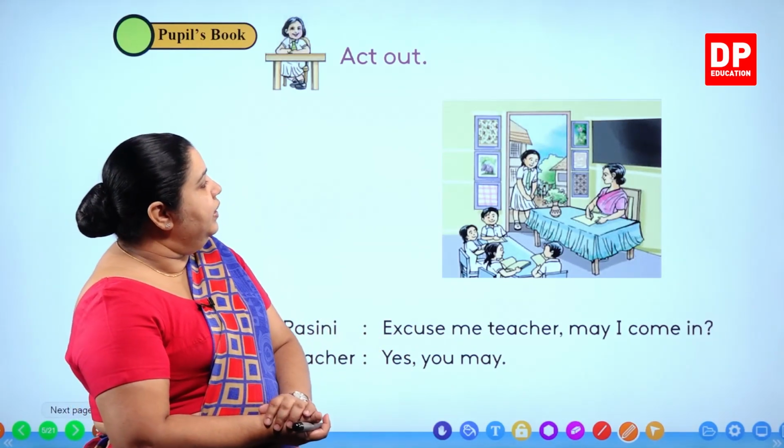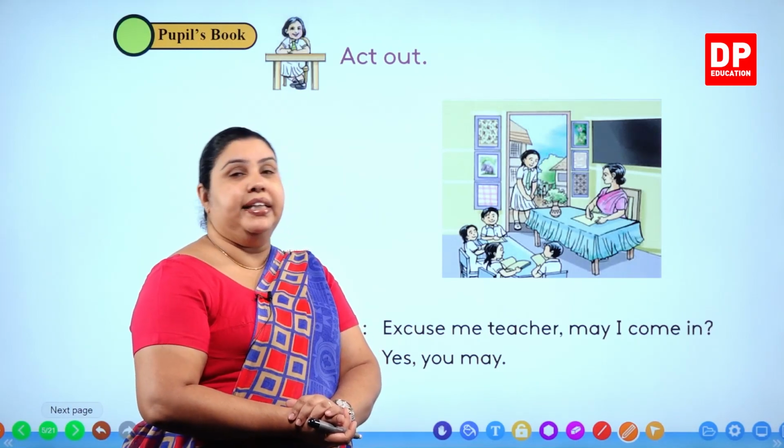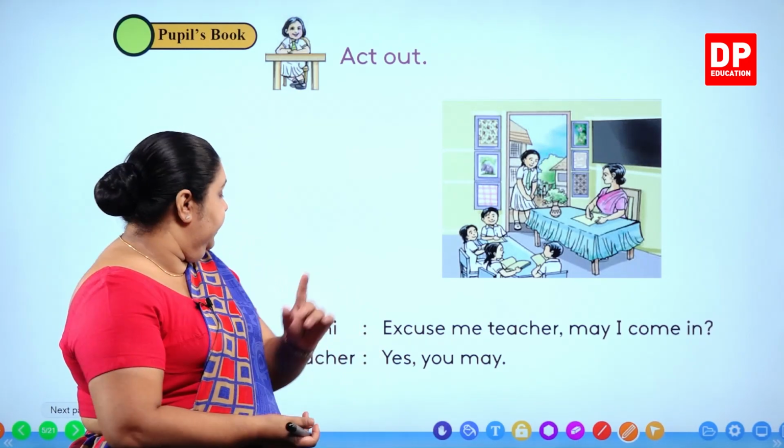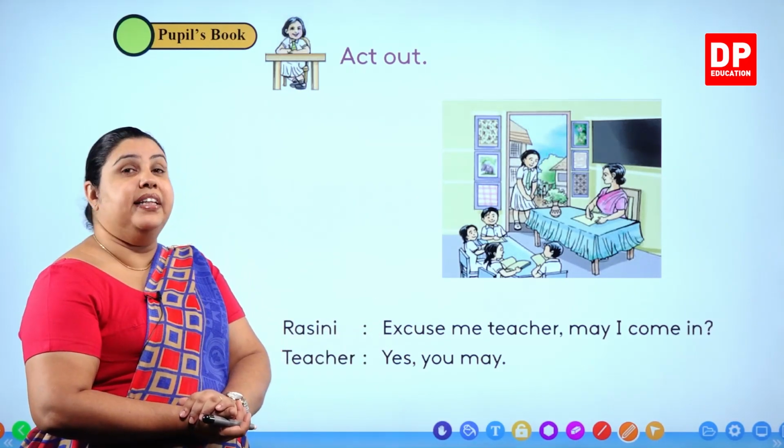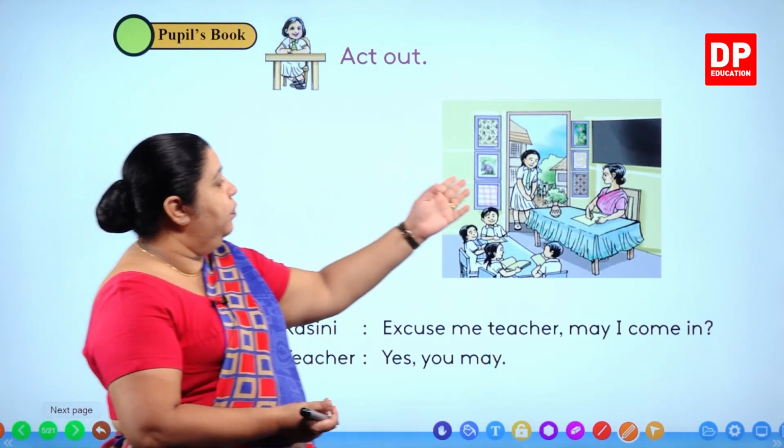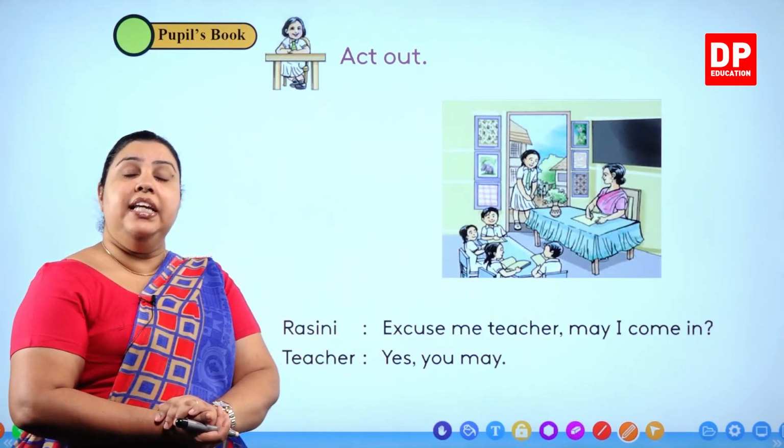Right? Now the teacher is looking at that girl and I think this is the conversation that they are having. Now the girl over here is Rasini.